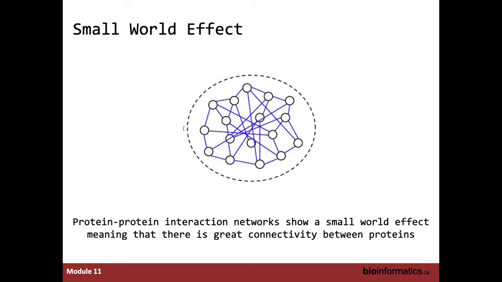Small world effect. Protein-protein interactions show this small world effect. Basically, it's a way of saying that there's great connectivity between proteins. In other words, it could be said that there's a maximum number of steps separating any two nodes in a network. It's basically small, no matter how large that network is.